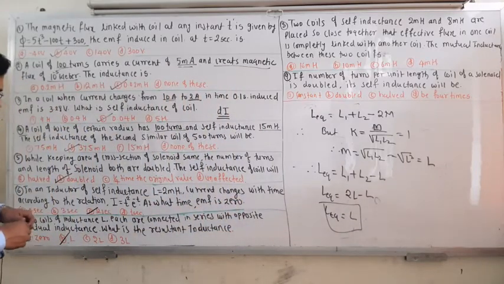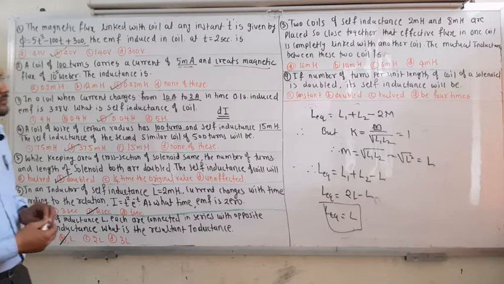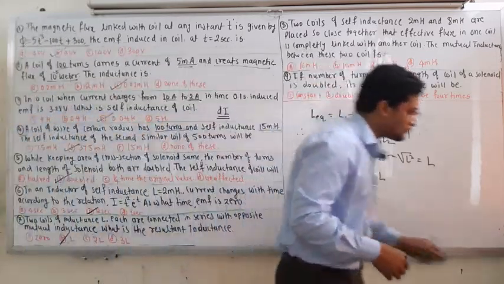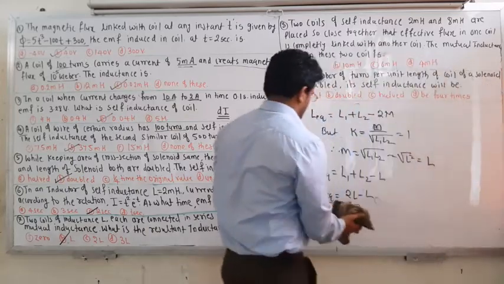Option B is correct. So opposite mutual inductance, each connected in series. Okay, so this is the answer. Next, question number 8.